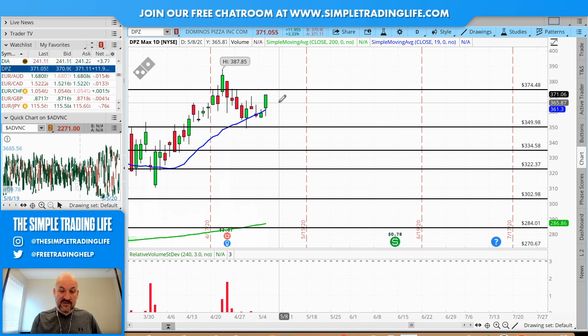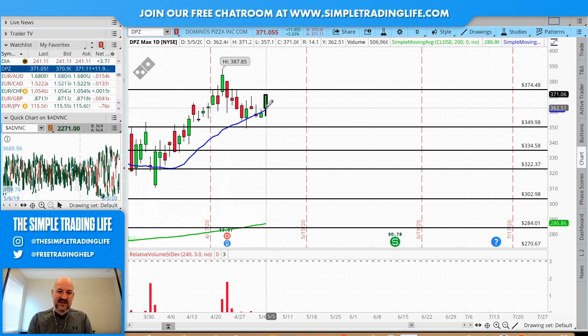Okay, so this was one off of our watch list, and if somebody would have played that, it would have paid off nicely. Took out the top of the inside candle. Our trigger would have said to enter at 362.44, and it went as high so far as 371.20, and who knows, could go even higher. Very nice.